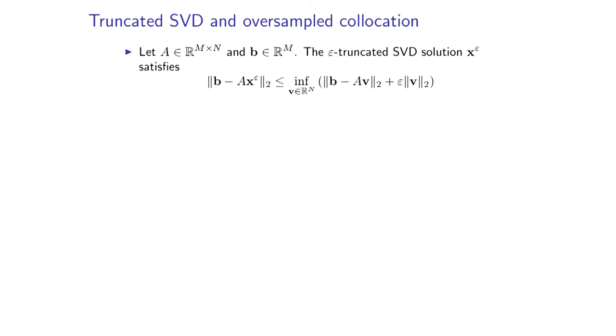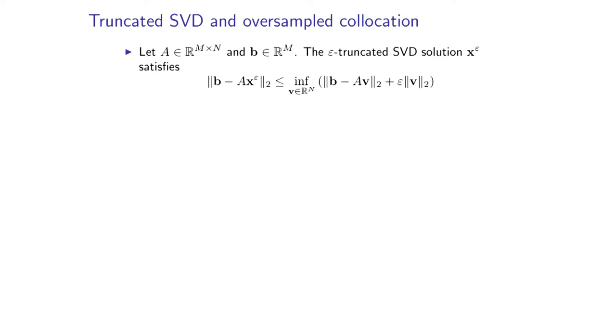I'm told that it's common knowledge, but I've never seen it in the literature. So if someone can give me a reference to something like this, that would be nice for writing it into a paper. It sort of says that if you can find a solution to this system, which has a small residual and a modest norm of coefficients, then this epsilon truncated SVD solution will do well. Although there's nothing to suggest that you'll be able to find a small norm, modest coefficient solution.